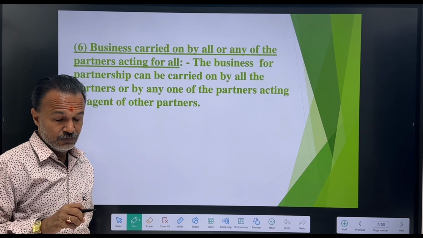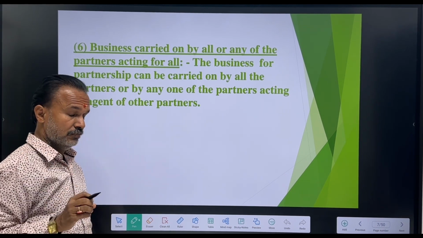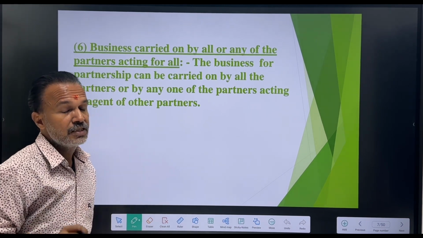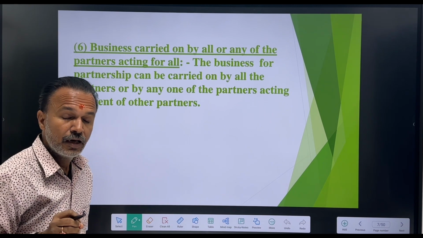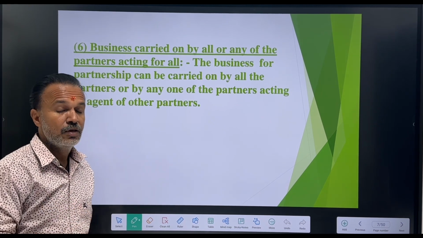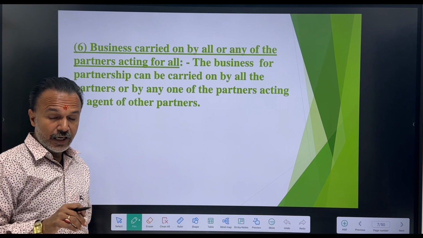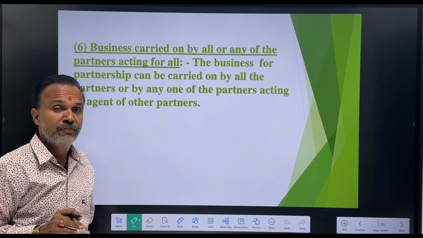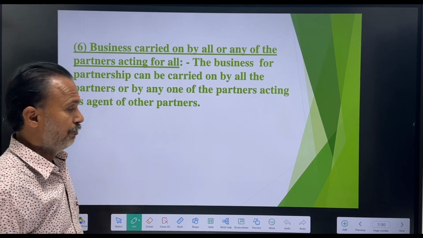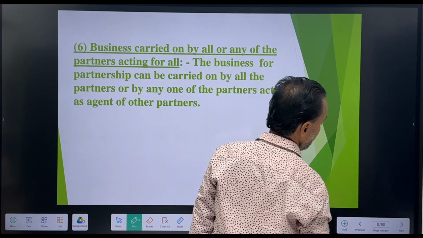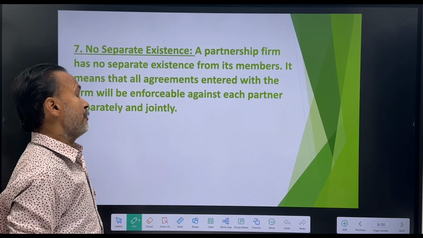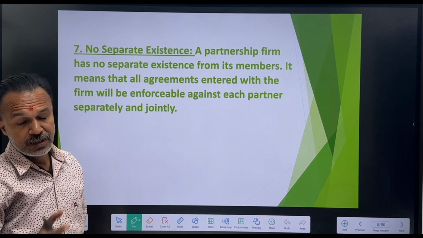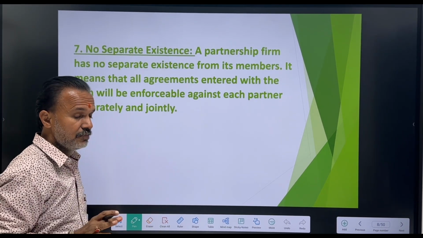The main drawback: unlimited liability. In the partnership business, the liability of the partners is unlimited. If the firm is involved in loss, in that case, the personal assets of partners can also be used for the payment of the firm's liability. Next, no separate existence. In the case of partnership, there is no difference between partners and partnership firm. Both are considered the same.